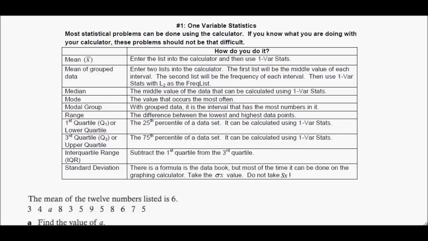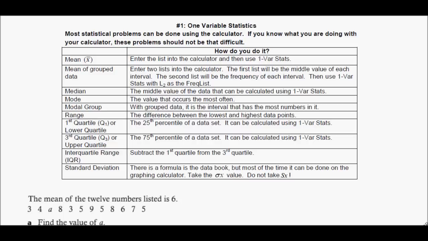Okay, topic 6 is statistics, and what I'm going to do here is just go over a couple things. One variable statistics, two variable statistics, displays of data, which are like box and whisker plots and cumulative frequency graphs, and then a chi-squared test.